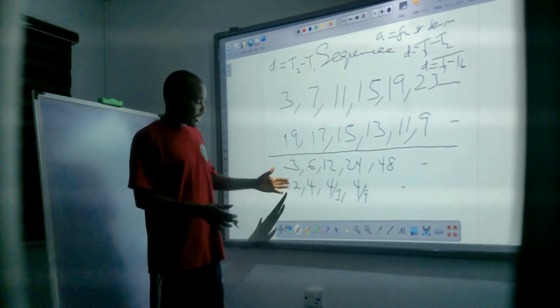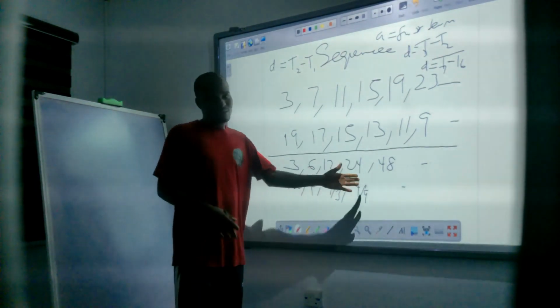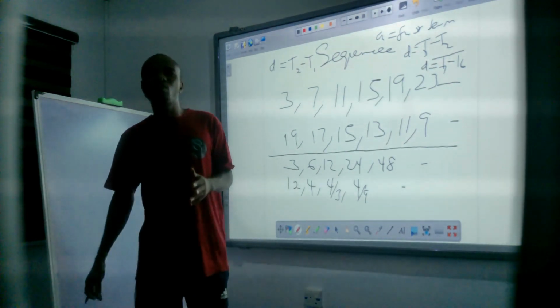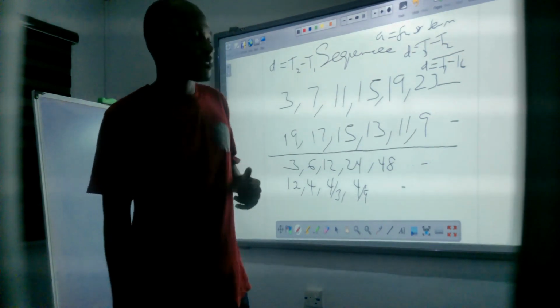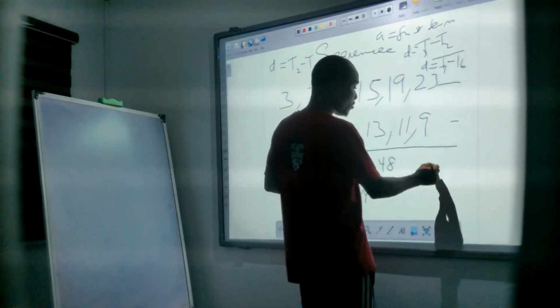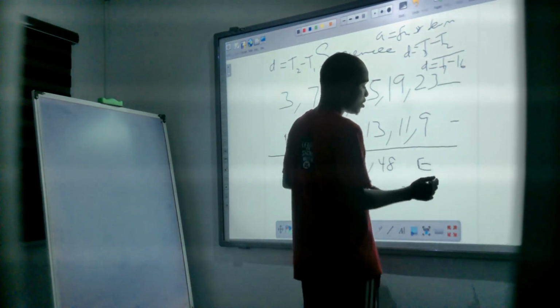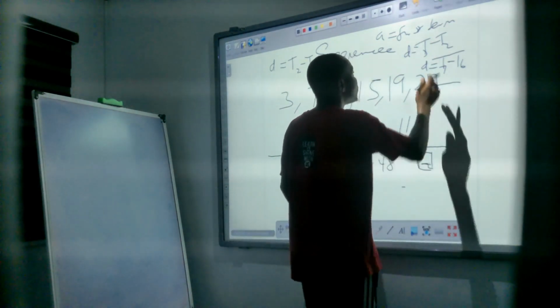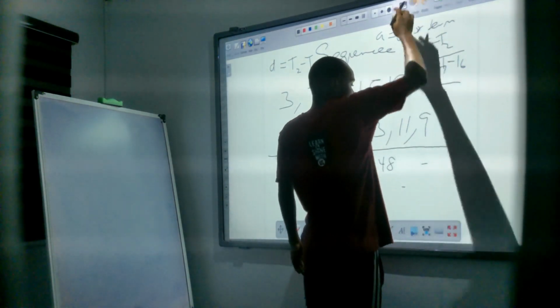In this other case, what are we doing? We have 12, 4. Look at the relation: 4 over 12, 12 over 36. Here I'm dividing by 3, or multiplying by 1 over 3. So here our common ratio r is a ratio.